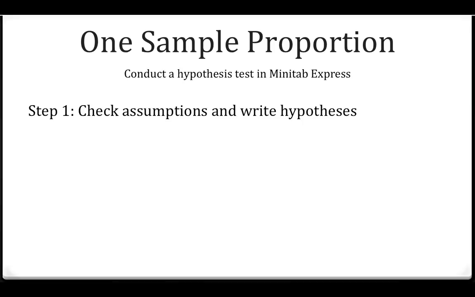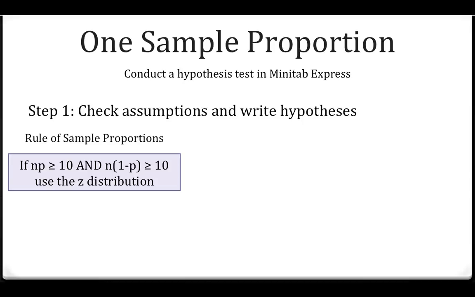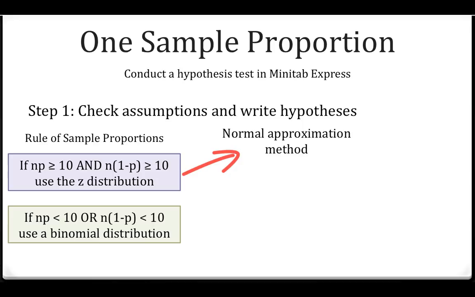In terms of checking assumptions, we're going to be looking at the rule of sample proportions again. If n times p is greater than or equal to 10 and n times 1 minus p is greater than or equal to 10, we use the z-distribution. Note that the value of p that we're going to be plugging into this equation is p from the null hypothesis. If this is true, then we use the normal approximation method. If this is not the case, so if n times p is less than 10 or if n times 1 minus p is less than 10, we use a binomial distribution. Minitab Express will call this the exact method.